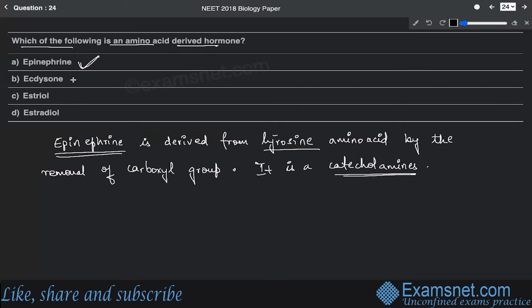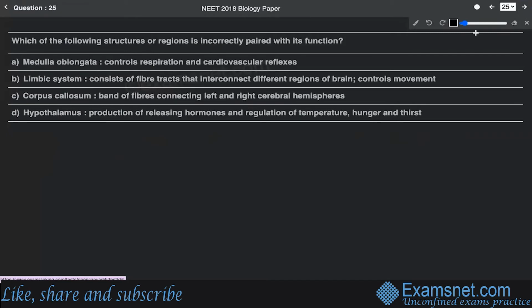On the other hand, when you consider these three hormones, ecdysone, estriol, and estradiol, these are actually steroidal hormones. So these are all steroid origin hormones, and definitely they cannot be amino acid derivatives. So that's why option A is the correct answer.